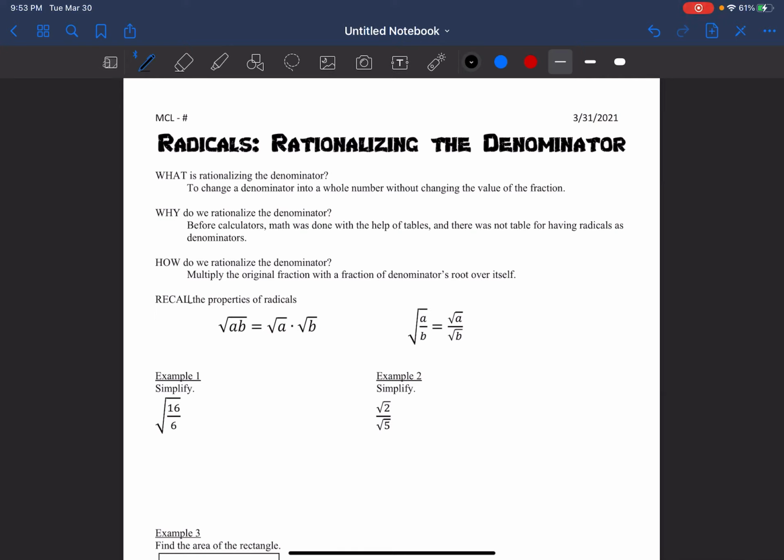What is rationalizing the denominator? Pretty much it is to change a denominator into a whole number without changing the value of the fraction. Why do we do this?